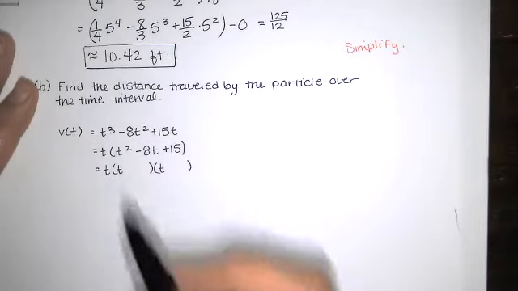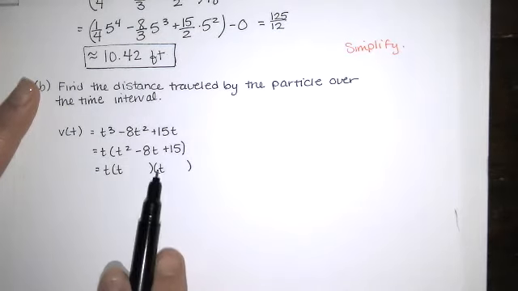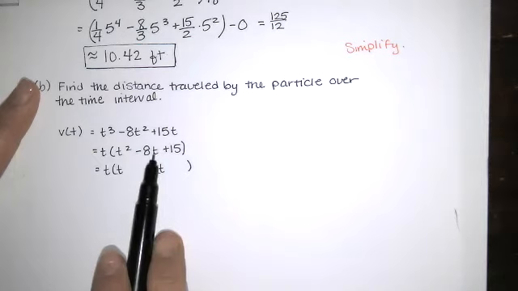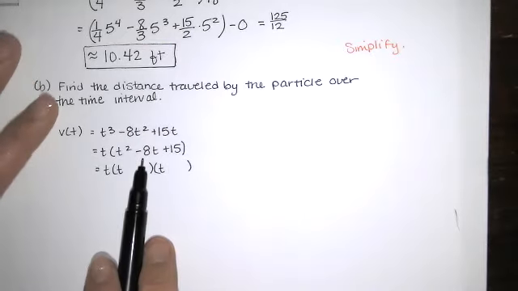First times first is t squared. And then outer times outer plus inner times inner has to be negative 8t, and last times last must be 15. So I need two numbers that multiply to give me 15 that add to negative 8.